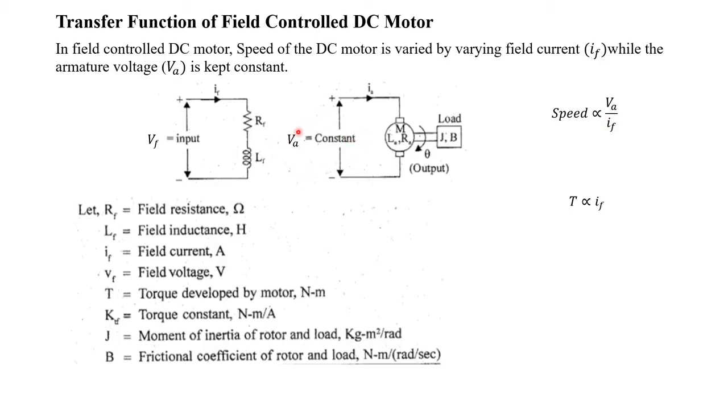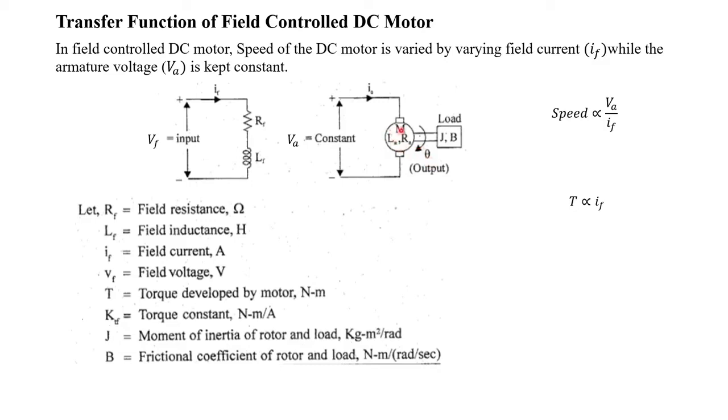So the armature voltage is kept constant, by varying this field current IF. How to vary IF? By varying VF. So VF is made variable. Now when we vary the value of VF, there will be a variation in this IF. This will be internally linked with this part, and due to that there will be a rotation of the motor. The rotating part of the motor is connected to the mechanical load, and the load will also rotate in the same direction with the angular displacement of theta.